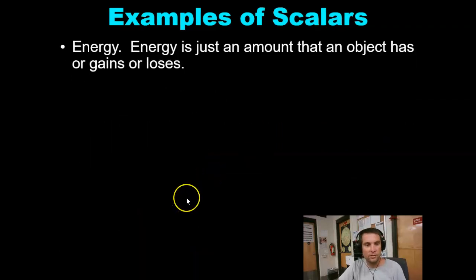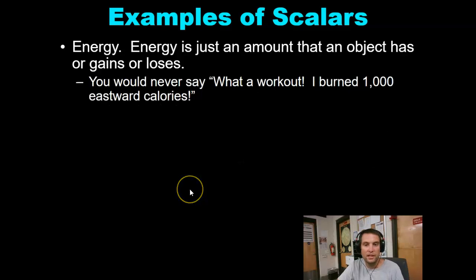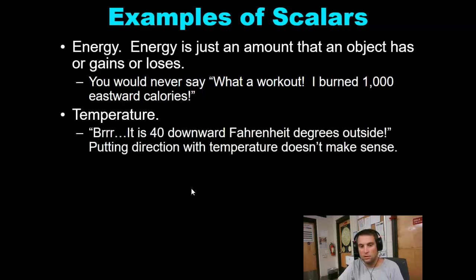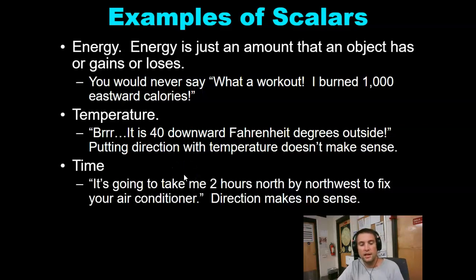Some examples of scalars. Energy. Energy is just an amount that an object has or gains or loses. You would never say, "What a workout. I burned 1,000 eastward calories." Temperature? Brr, it's 40 downward Fahrenheit degrees outside. Putting direction with temperature just doesn't make sense. Time? It's going to take me 2 hours north by northwest to fix your air conditioner. Direction just doesn't make sense.